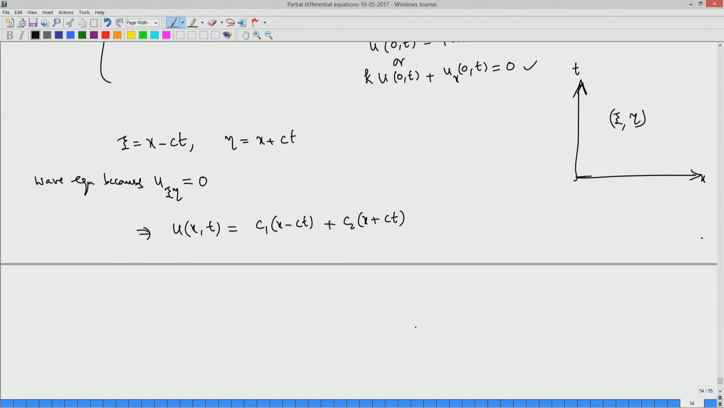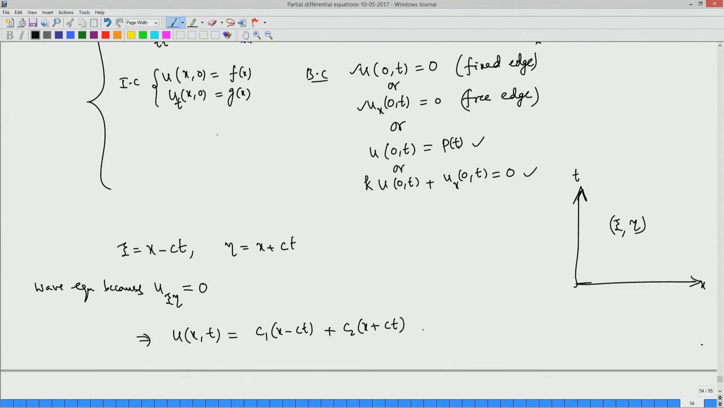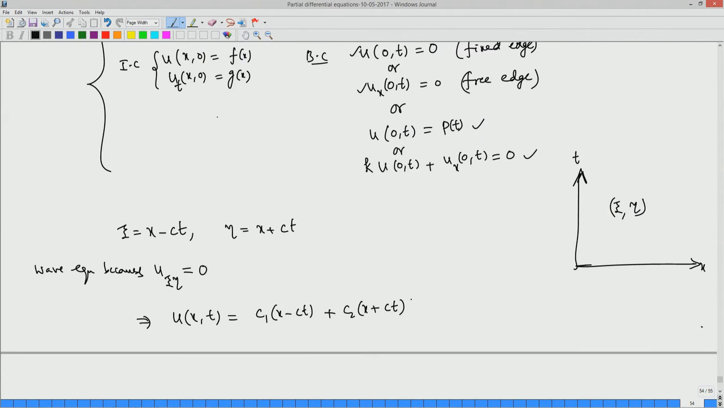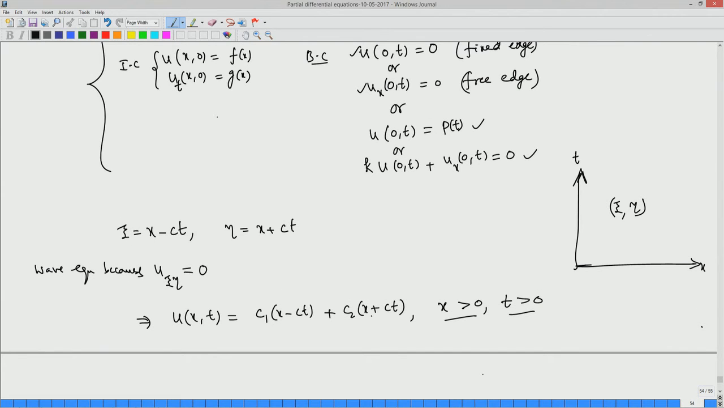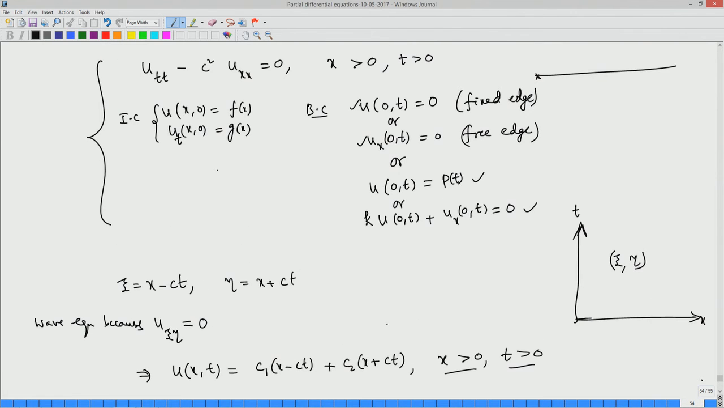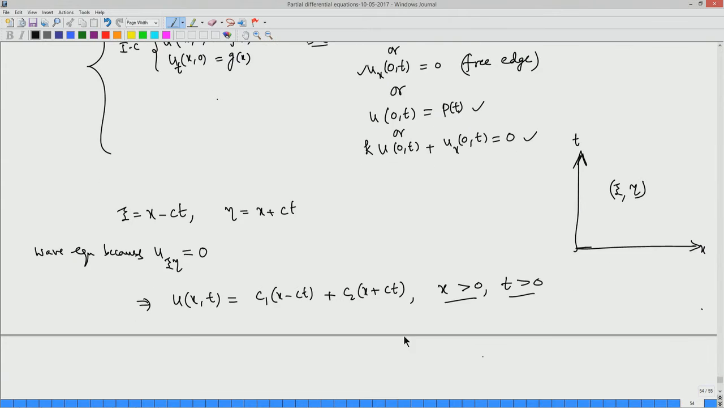This is what we have seen. So right now you try to apply your initial condition, and clearly what you have to observe is x is positive and t is positive. Earlier x could take any value, now x is only positive and t is positive. So what is required here is x plus ct, because x is positive, t is positive, x plus ct is always positive because c is the speed of the wave, so that is constant, that is positive anyway.